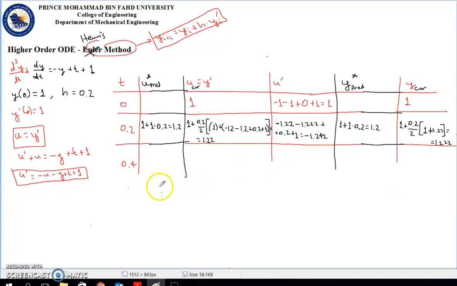So, in the same way, we can continue this algorithm and solve this second order ODE using the Heun's method.